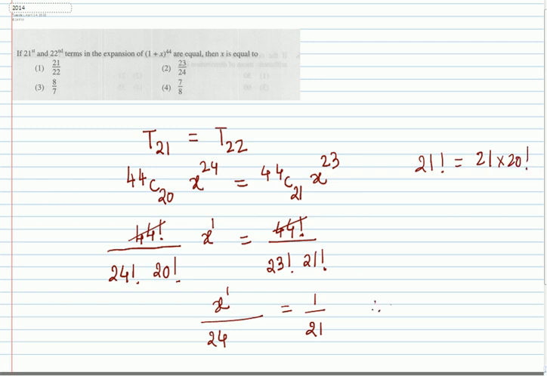Therefore what should be the value of x? X is equal to 24 by 21. So 3 8s are 24, 3 7s are 21. Okay, so what should be the answer in this case? Option 3 is correct. Let's go for the next problem.